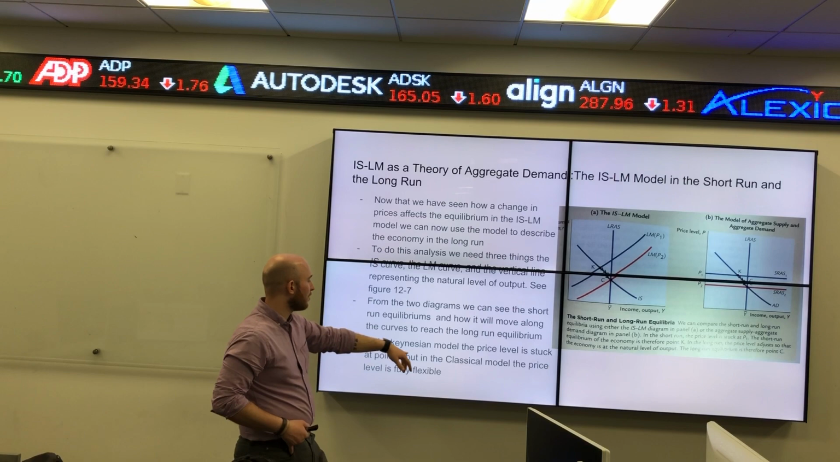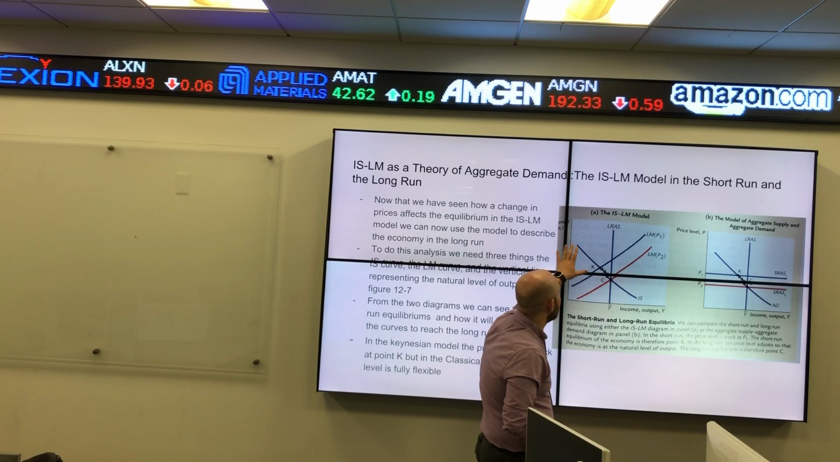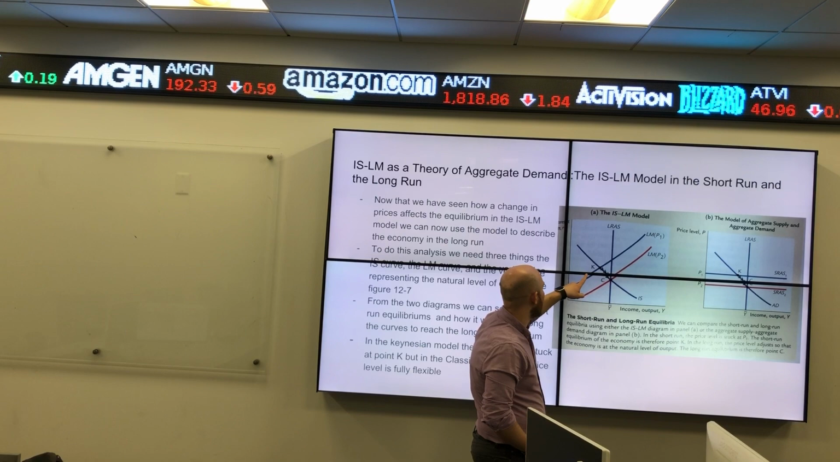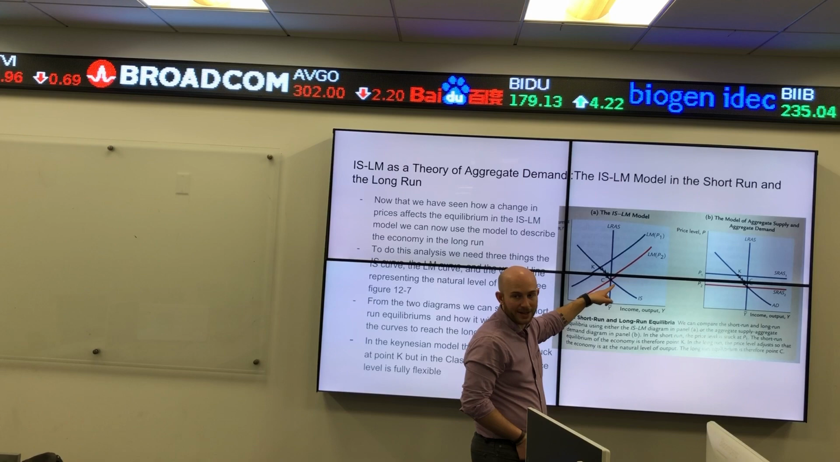So in the Keynesian model, the price level is stuck at point K, but in the classical model, the price level is fully flexible. So we have the ISLM model, so we have the long run aggregate supply. So Keynes says, we're going to stay at this price level. The classicalists say, no, the price level is going to fall. We're going to go back to here.